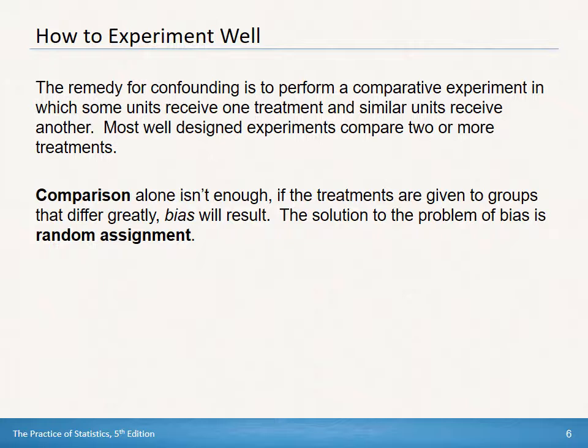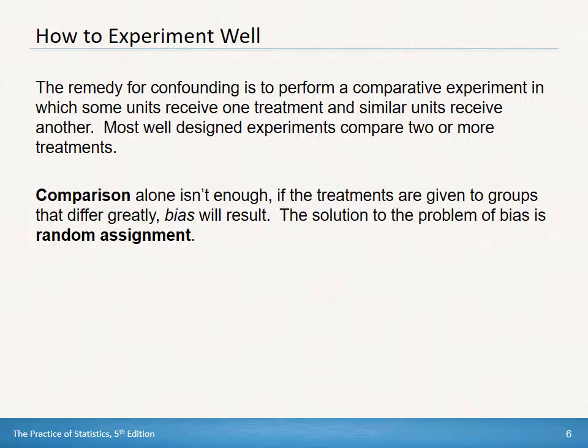The way we can do this is to perform a good experiment in which some of the units receive one treatment and then similar units receive another. Most well-designed experiments compare 2 or more treatments together. Comparison alone isn't enough. If the treatments are given to groups that differ greatly, bias will result. The solution to this problem is random assignment.